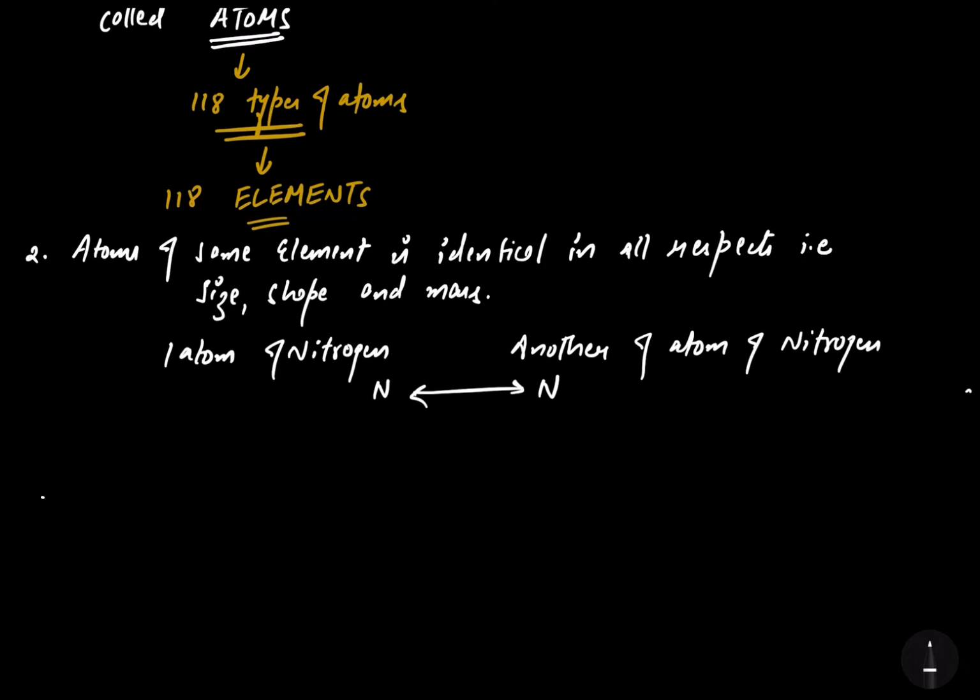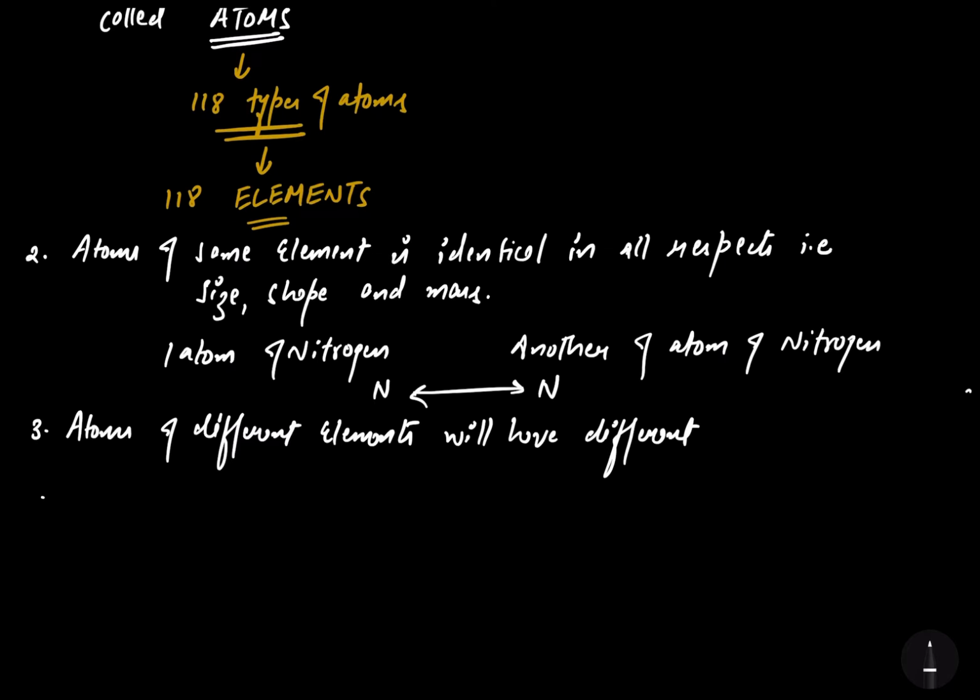So let us move to the third postulate. Atoms of different elements will have different masses, size, shape, even the number of electrons, protons, etc.